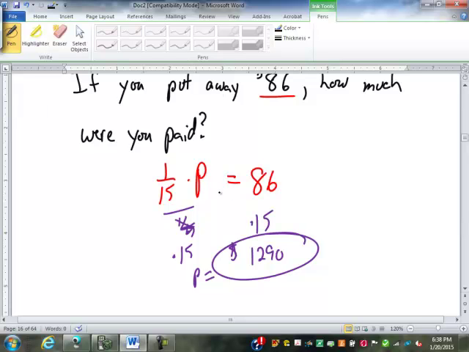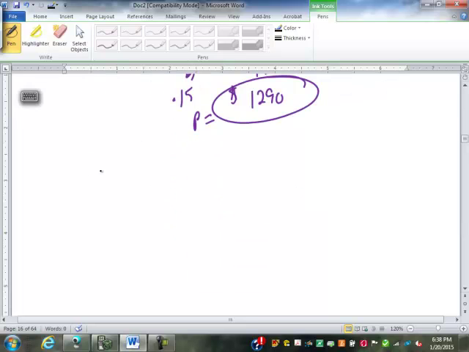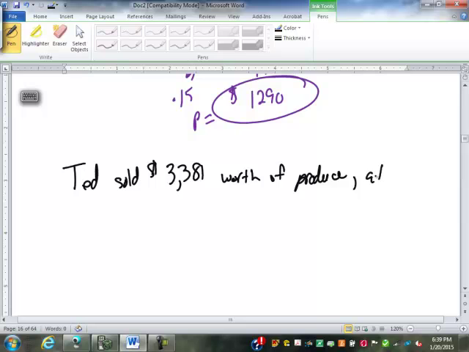Now, like I said, those really easy ones are a little tougher, but I want you to get used to seeing equations. Let's say Ted sold $3,381 worth of produce at $23 each. Make that a little bit larger. How many did he sell?